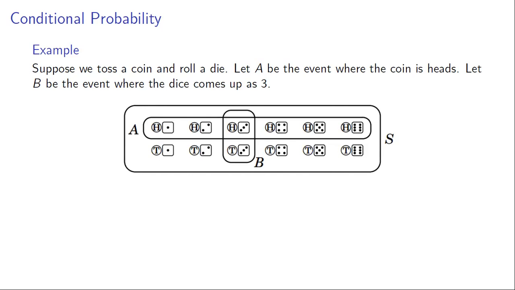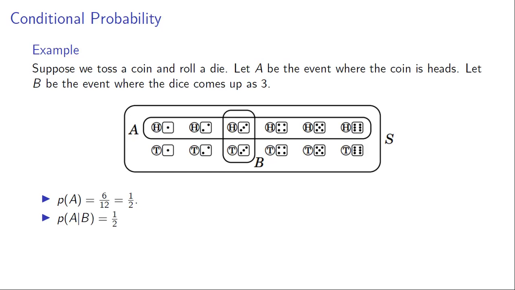Right? So now what is the probability of A? The probability of A is: there are 6 elements in A, and the entire sample space has 12 elements, so that's 1/2. Probability of A is 6 divided by 12, which equals 1/2.